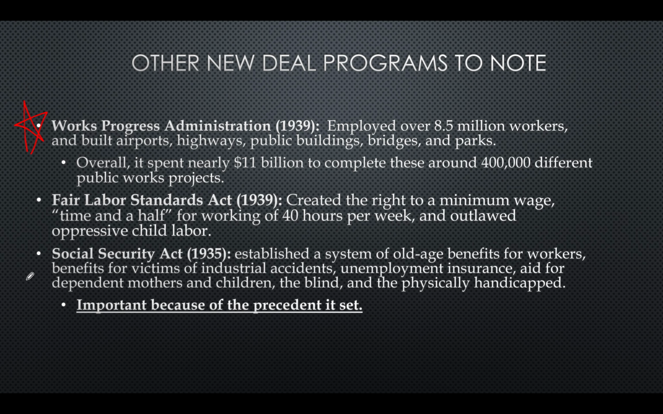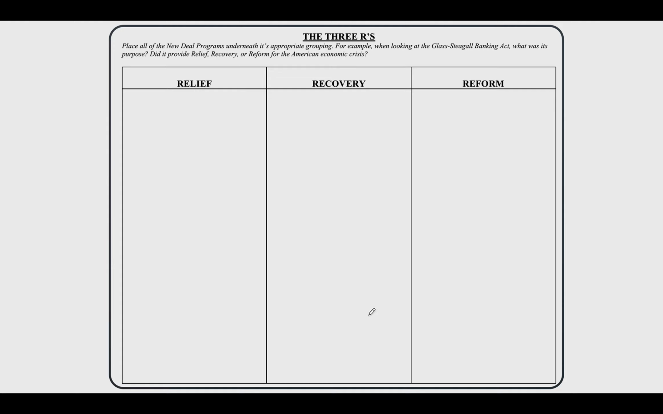Okay, this one is very important because of the precedent it set. Okay, before, we didn't really have social programs to help people. People just did what they could to survive. Well, now the Social Security Act is telling us, no, the government has a responsibility to help people. Okay, so that's why the Social Security Act is important, because of the precedent it sets. All right, and that's pretty much it.